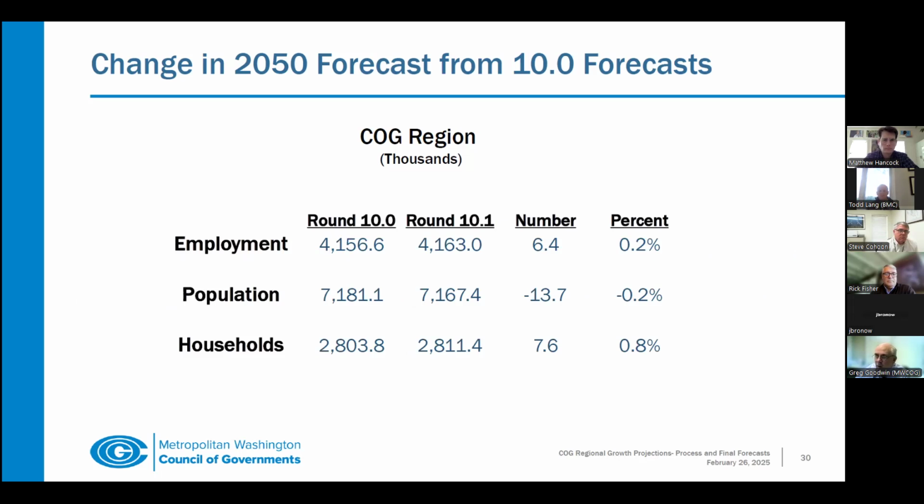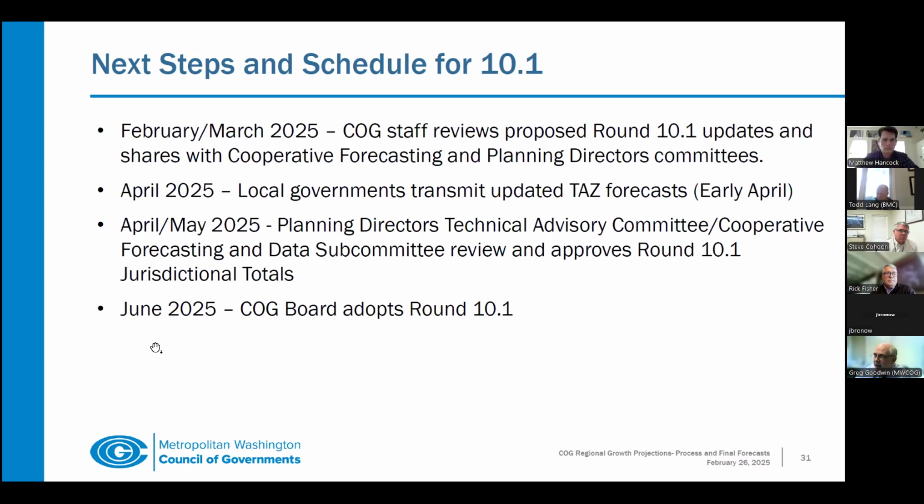So that's where we're at in terms of evaluating the jurisdictional data. Right now, we are still working with the forecasting committee on reviewing the numbers. We're hoping to proceed with that over the next month or two. We are hoping that we do get some sort of acceptance from the forecasting group to be able to go to the planning directors for more of a discussion around 10.1.